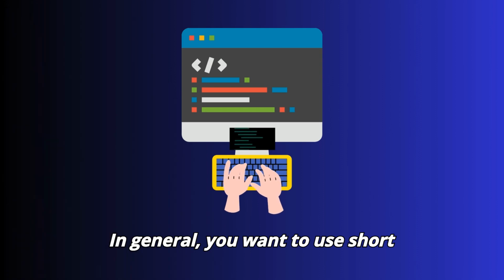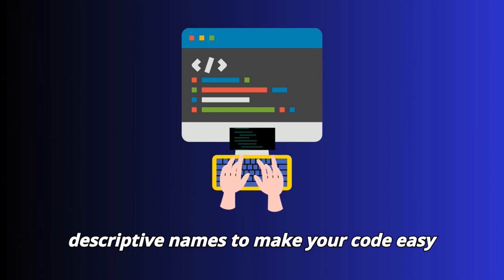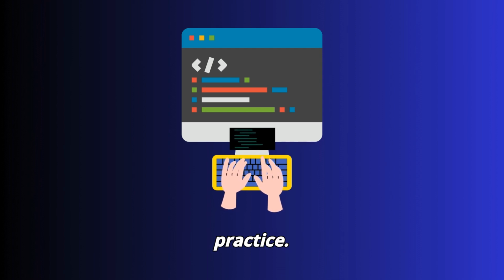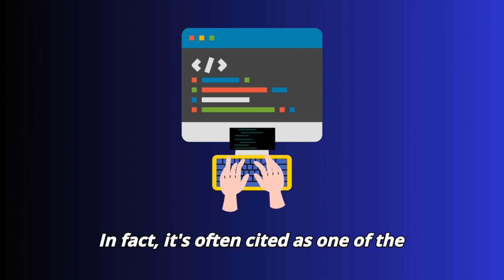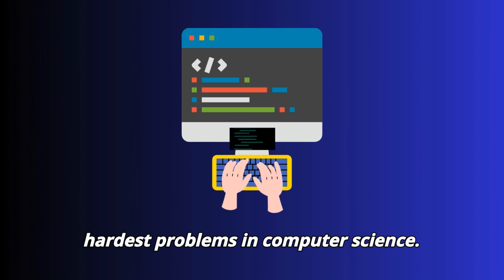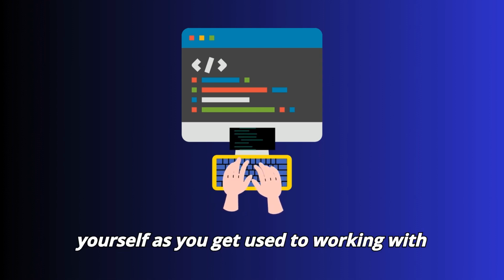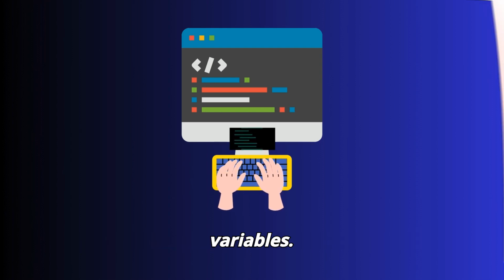In general, you want to use short descriptive names to make your code easy to understand. Naming things takes practice. In fact, it's often cited as one of the hardest problems in computer science. Keep that in mind and be patient with yourself as you get used to working with variables.